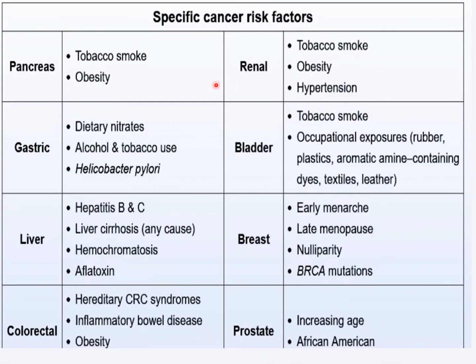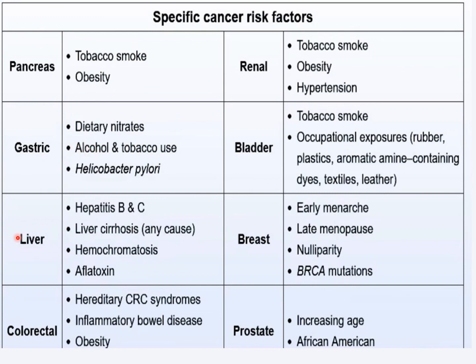Now we will finish our talk about the etiological factors of neoplasm by taking some revision of the risk factors of specific malignancies, or neoplasm generally. First of all, we have risk factors for pancreatic tumor. We have tobacco smoking, obesity. While for gastric carcinoma and gastric neoplasm, we have dietary nitrates, alcohol, tobacco, Helicobacter pylori. All of these are considered as risk factors.